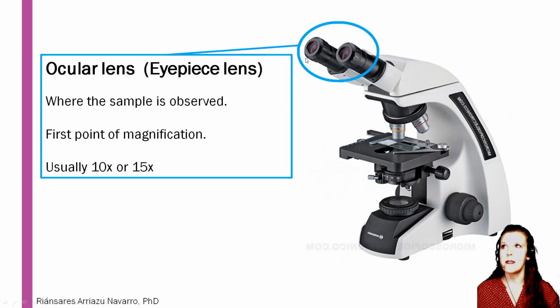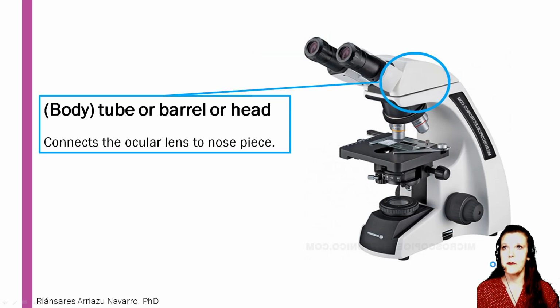First, we are going to see the ocular lens or eyepiece lens. It's where the sample is going to be observed. It's the first point of magnification. Usually, it's around 10 times or 15 times of magnification that we are going to observe.